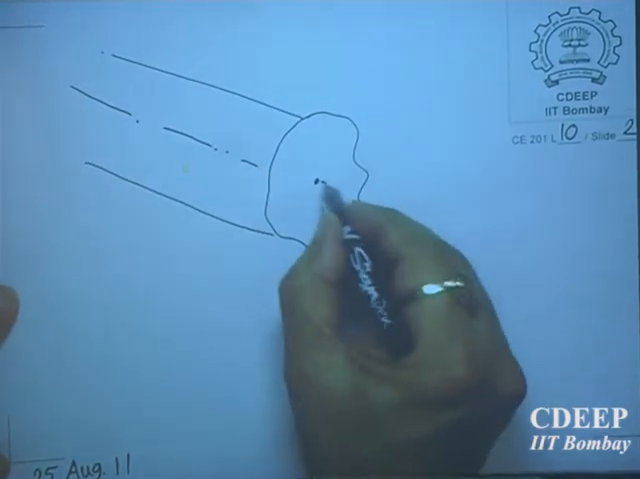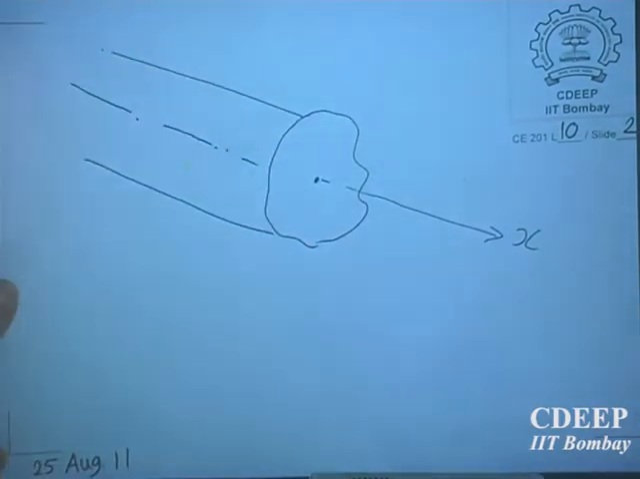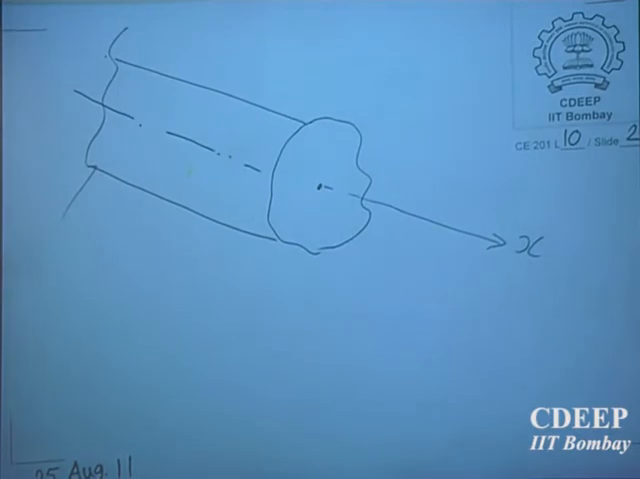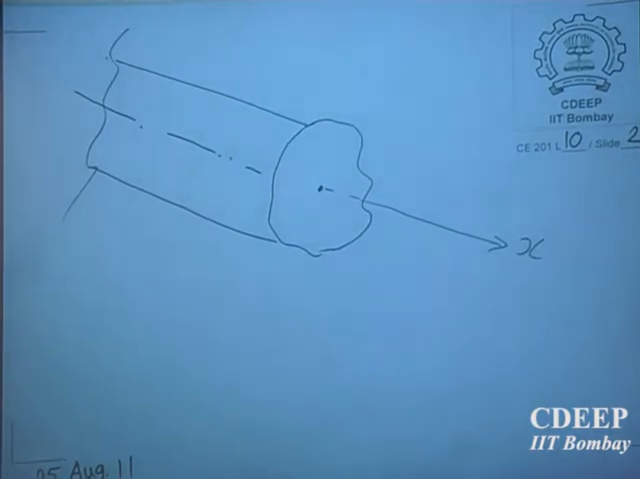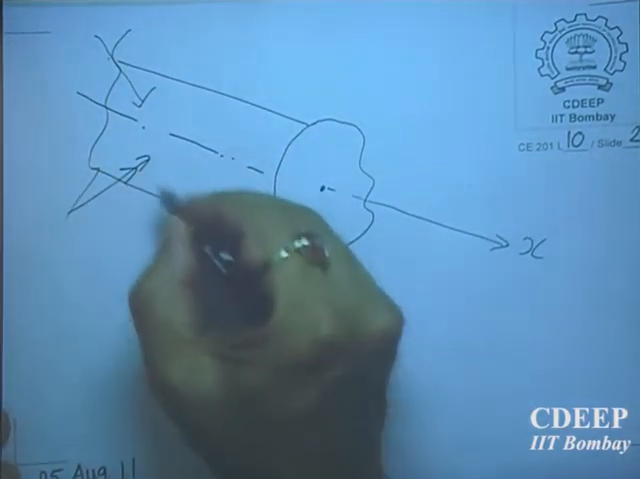This is the centroid. This is the x axis. So this is a slender member, and I have cut it here. For this slender member, how will you know what action it is subjected to? It is subjected to all kinds of forces.